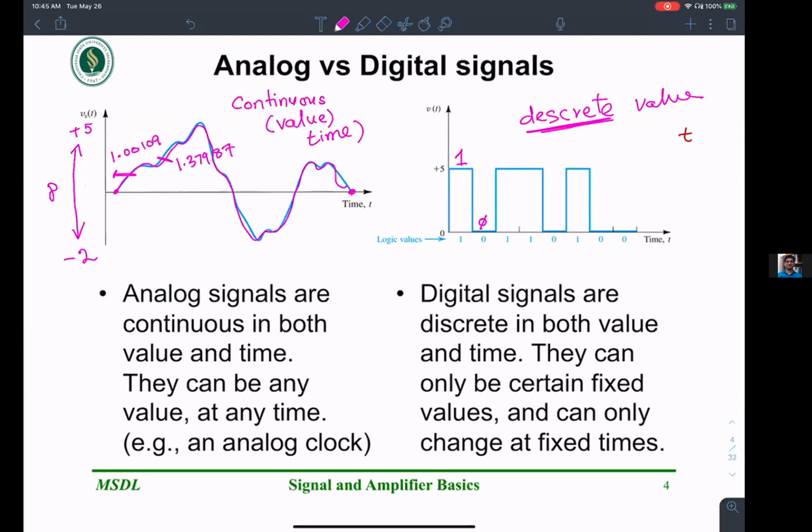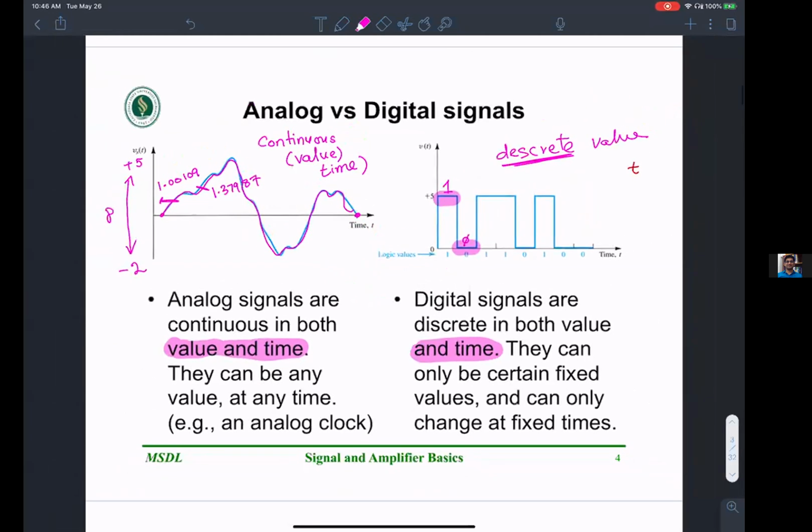So what happens is we most oftentimes approximate analog signals as a digital signal. We like to round analog signals into digital form because it's much easier to handle digital signals. Analog signals are continuous both in value and time. Digital signals are discrete both in value and time. Analog signals can be any value at any time. Digital signals can only have fixed, discrete values at any given time. That's the fundamental difference between analog and digital.